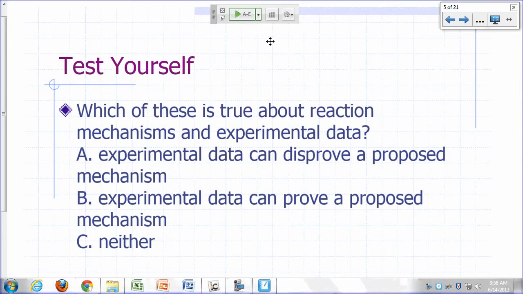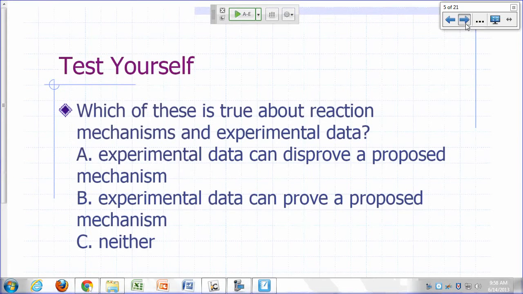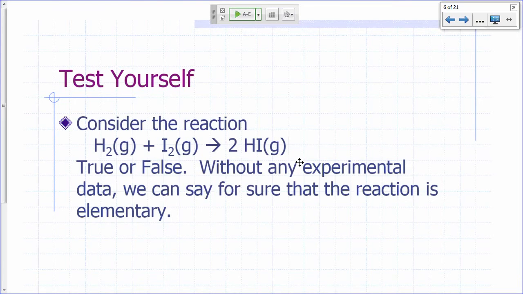Right? So what did we say about mechanisms? You can never prove them, right? But it takes one piece of information that's inconsistent with your mechanism to disprove it. Very good. Consider the reaction: H2 plus I2 gas gives you 2HI gas. True or false? Without any experimental data, we can say for sure that the reaction is elementary.